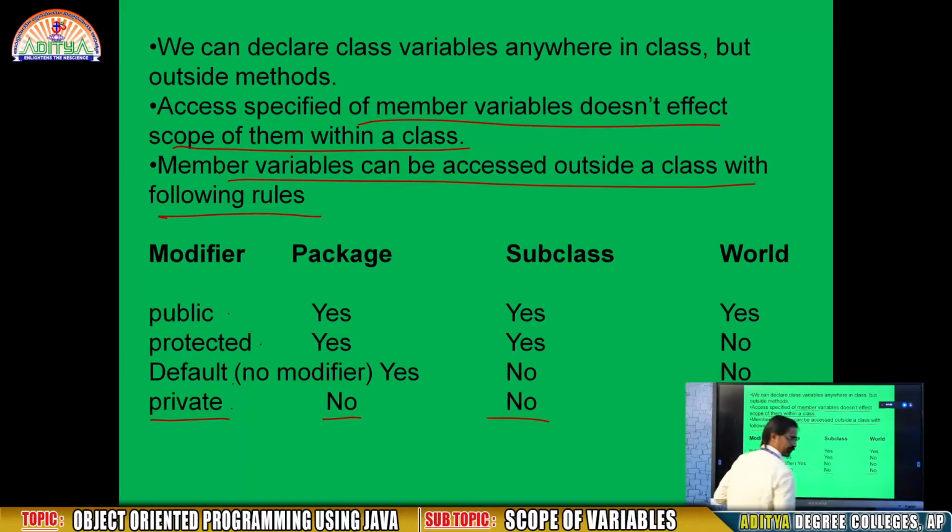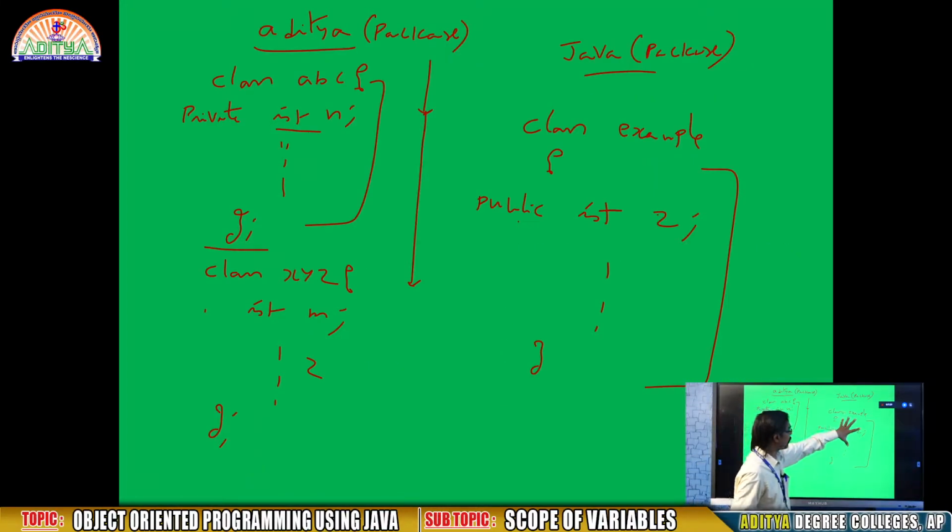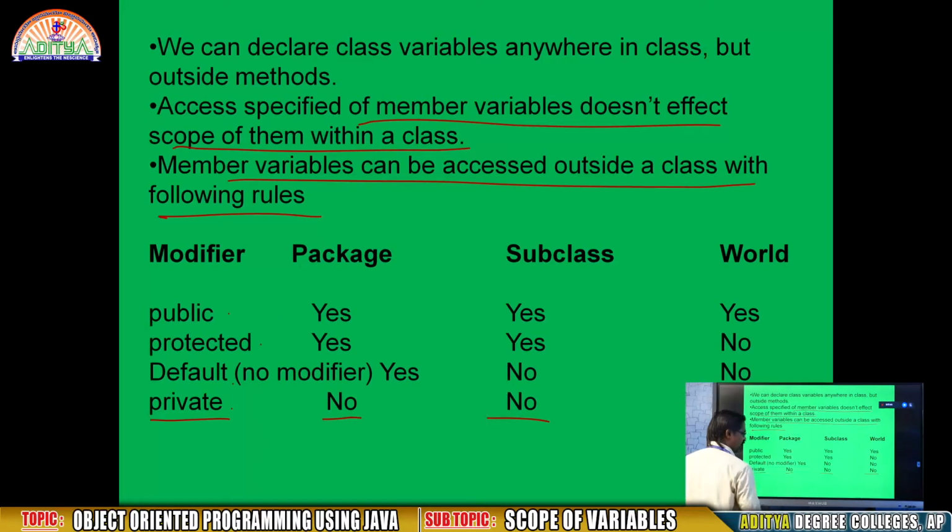And world, for example, one program is in this package, another program is in another package. Even the private item will not come into another world. That is what is called private. So in private, what happened? It is just like a private where you define the variable within that area, it works.